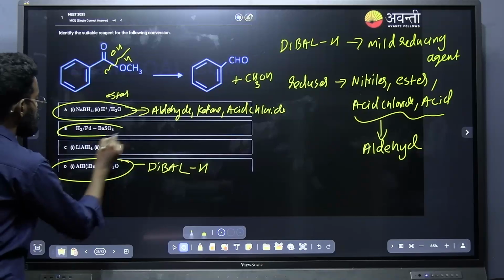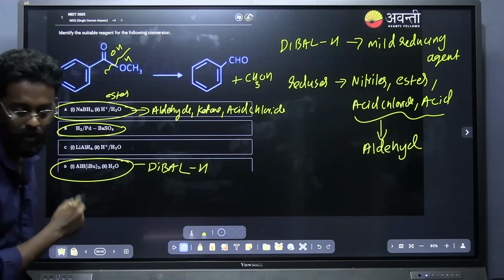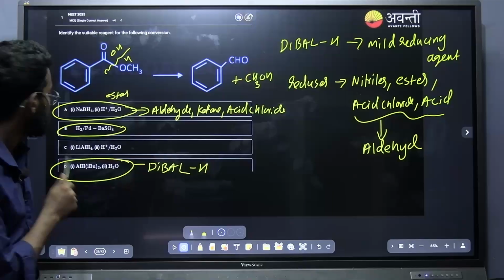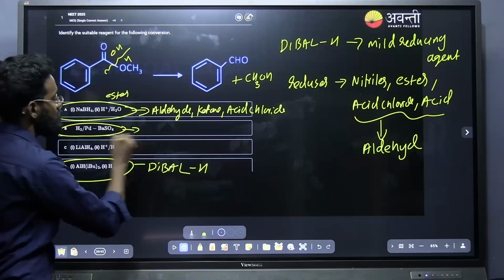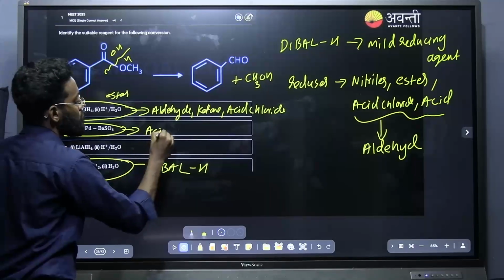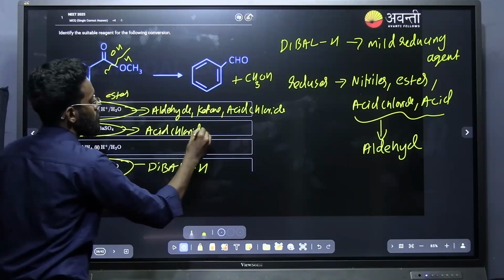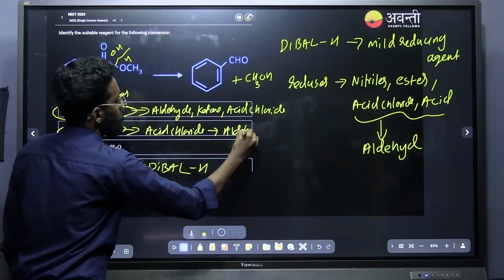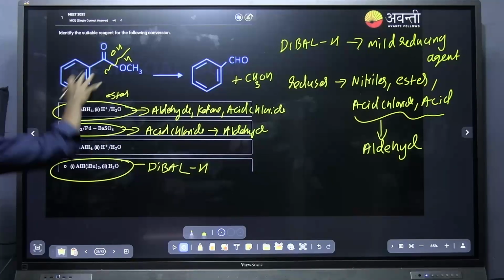What about this one, H2, Pd/BaSO4? Who is this guy? Yeah, Lindlar catalyst. What will it be doing? Acid chloride to aldehyde. Very good. Here it is an ester.